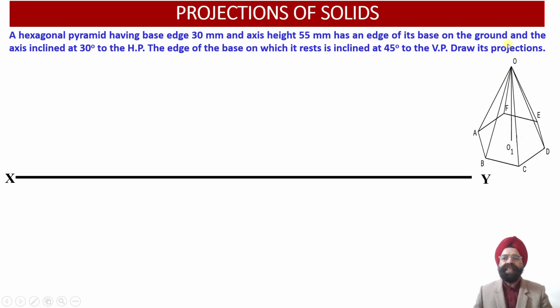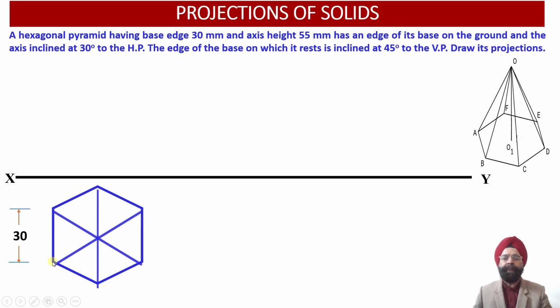If we look at this right hexagonal pyramid from the top, we are going to obtain the hexagonal projection onto the horizontal plane to begin with, wherein these two edges, that is AB and DE, will be perpendicular to the vertical plane. So we know that the edge length of this hexagonal pyramid happens to be 30 millimeter. So we have drawn a 30 millimeter hexagonal construction onto the horizontal plane below the XY reference line.